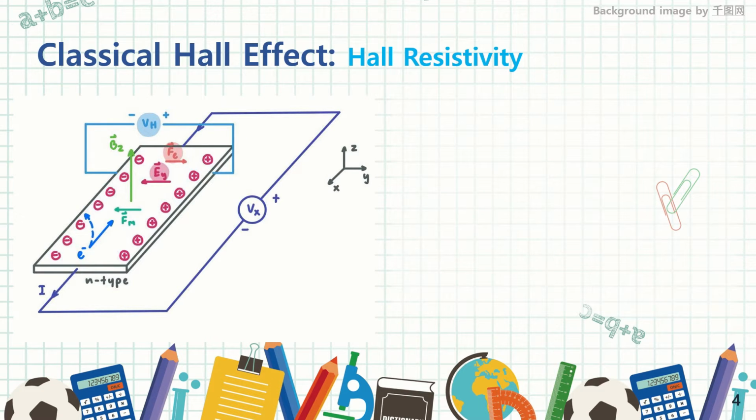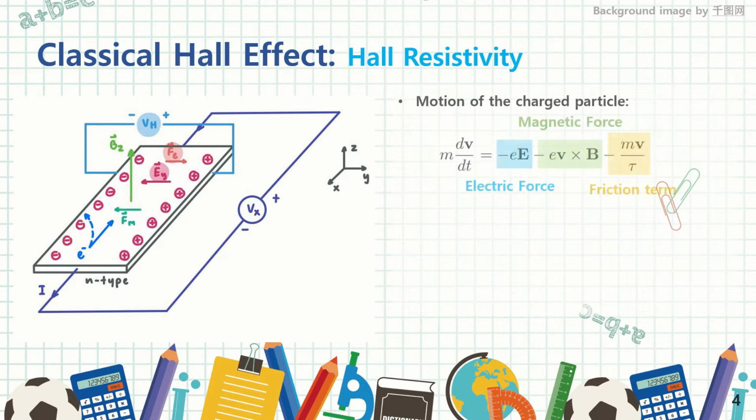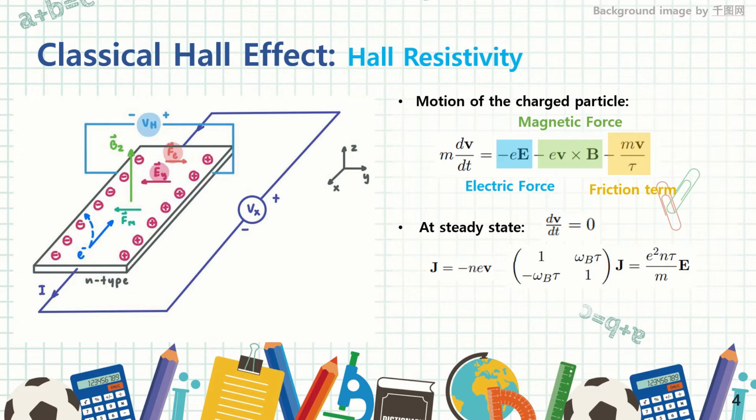The resistivity and conductivity of the semiconductor can then be determined. First we need to consider the motion of the charged particles in the system, which can be expressed as shown. In steady state, the forces acting on the particle are balanced out and dv/dt becomes zero. We then get the following relationship between the current density and the induced electric field as shown here.